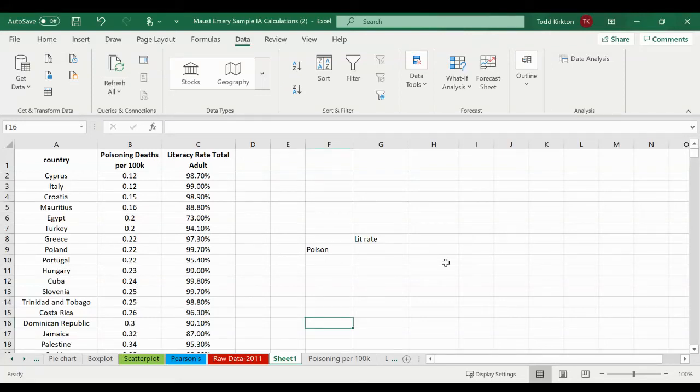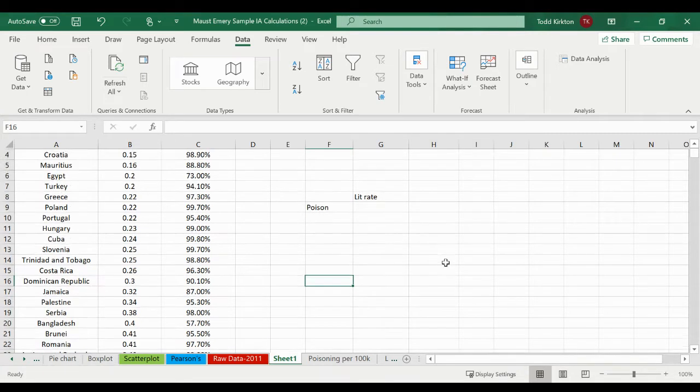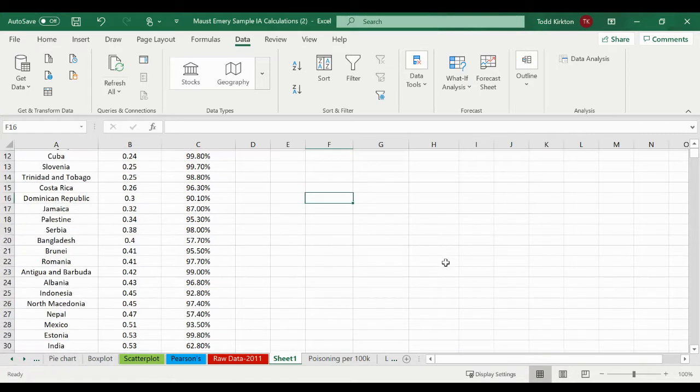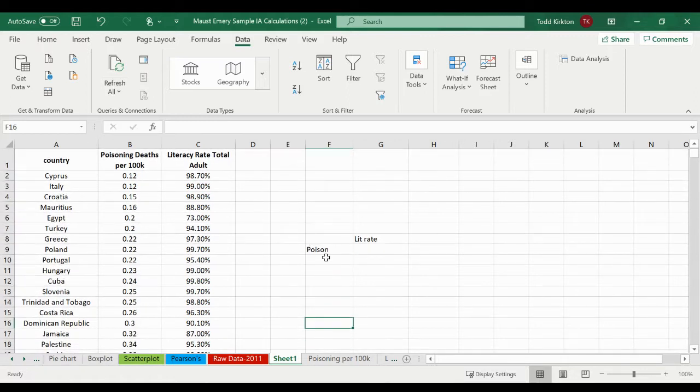So this is if you would like to figure out how to set up chi-squared with your IA, you don't want to categorize all the countries. This is a simple example from the spreadsheet Mr. Moss Emery shared. What you're going to want to do is figure out what's going to go in my chi-squared table. So I'm ignoring the countries right now. If you want to do that, you can watch the other video. So I'm looking at the poison deaths and the literacy rate.